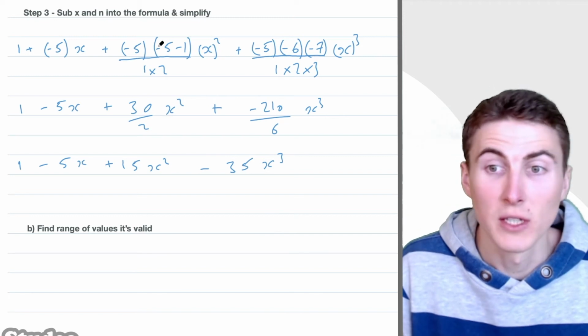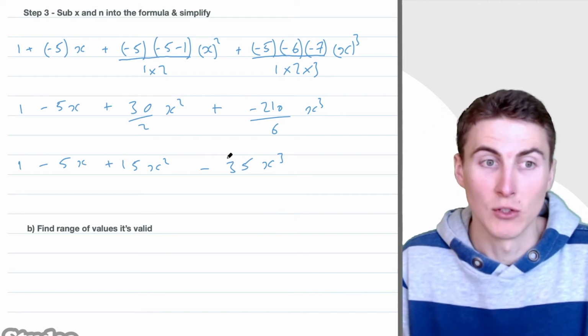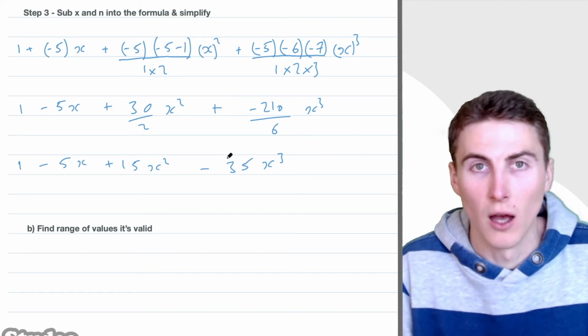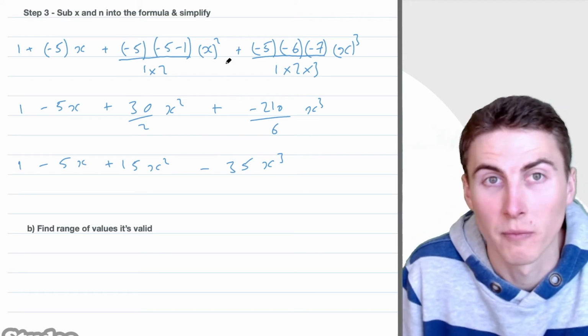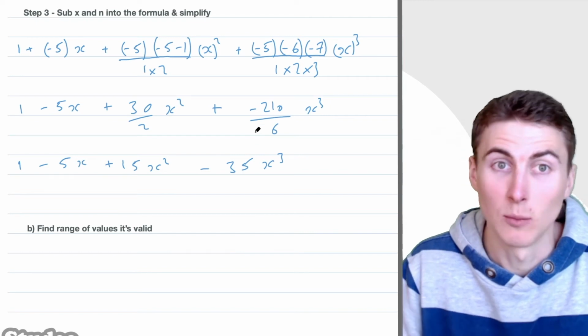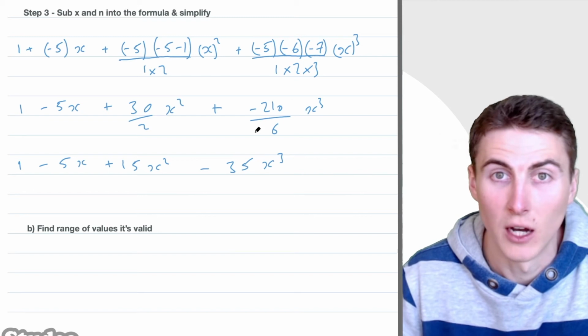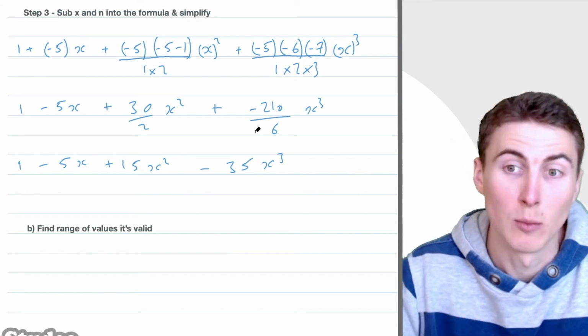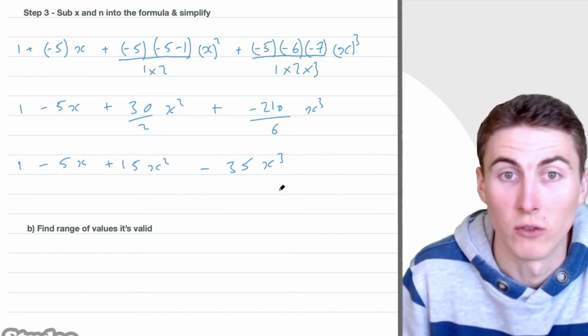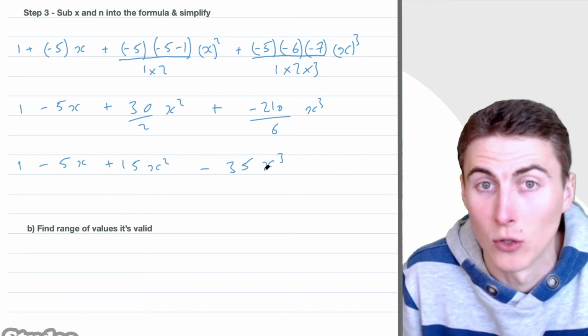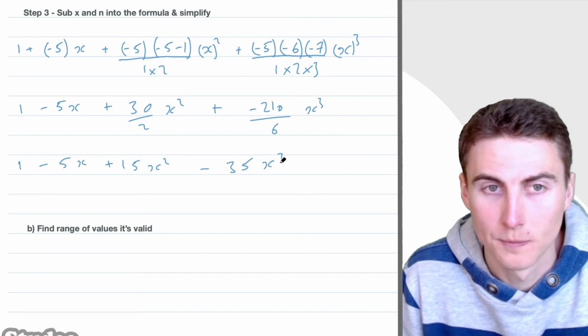So how much you simplify and how much you just leave for the next step is entirely up to you. It's all personal preference. I really do it differently each time. If I think something's quite easy, then I'll simplify it there and then. If it seems a bit harder and I think I might make a mistake, then I'll just plug the numbers in exactly and I'll simplify in the next step. So it's just whatever you're comfortable with. But that there is it. We've now expanded this up to and including the x cubed term.